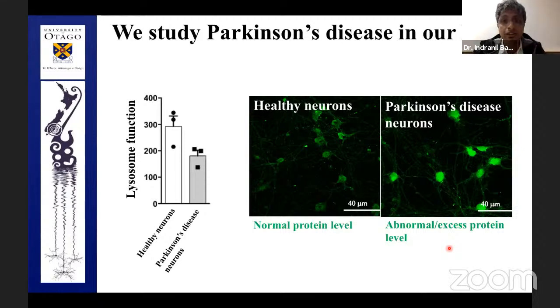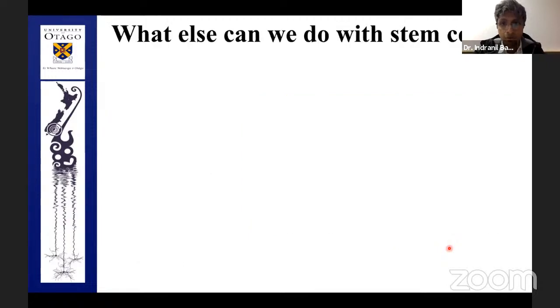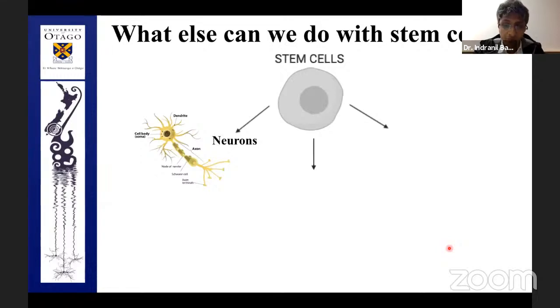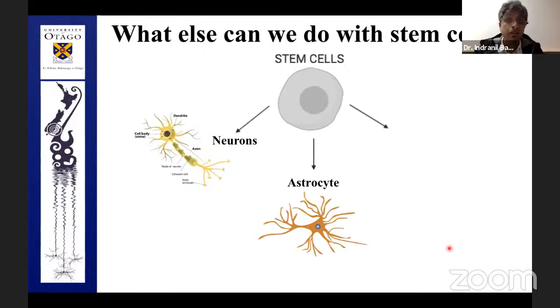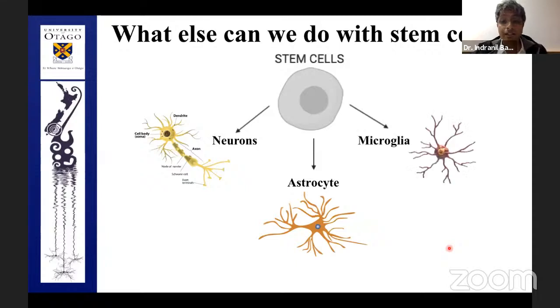But this does not limit the application of the stem cells to only making neurons. What else can we do with these stem cells? As I said, we are already making neurons. We are also making astrocytes. Remember the supportive cells that I talked about, like microglia and astrocytes, the star-shaped cells that were known to be just supportive cells, but they also have other functions like regulation of neurons. So we are testing these astrocytes and microglia as well in the different systems that we are using.